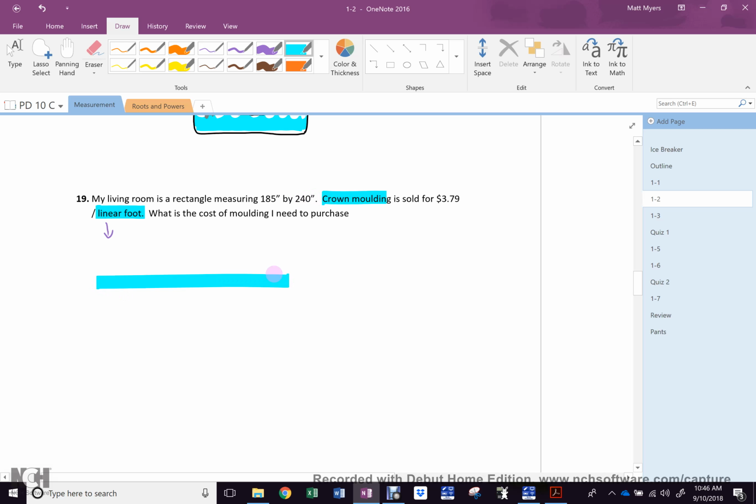My room is 185 by 240. I should convert it to feet, shouldn't I? Because the crown molding is sold by the foot, right? So I'm going to convert that to feet, correct? That's going to give me two numbers. What do I need to do with those two numbers? Divide.